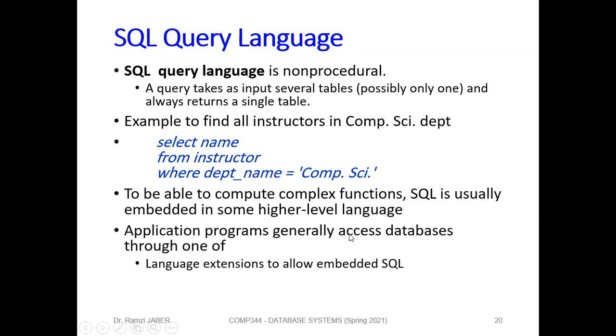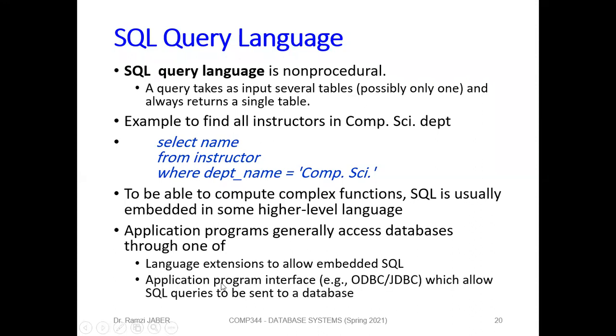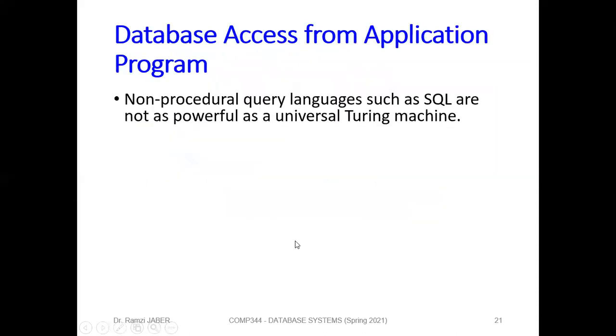Application programs generally access a database through a language extension to allow embedded SQL, or through an application program interface like ODBC or JDBC, Open Database Connectivity or Java Database Connectivity, which allow SQL queries to be sent to the database. So this is database access from an application program.